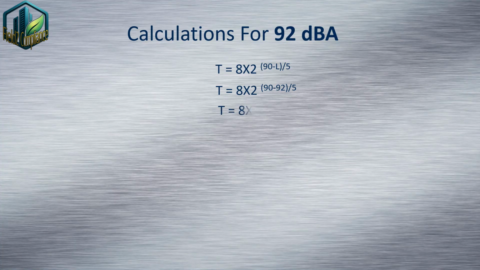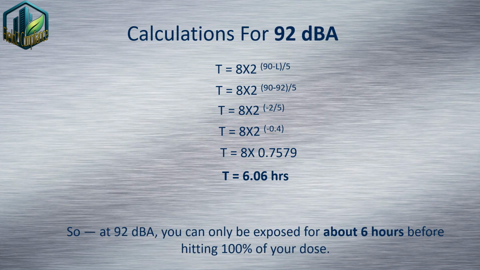When we calculate that, 2 to the negative 0.4 equals about 0.7579. Now multiply 8 hours by that number. 8 times 0.7579 equals 6.06 hours. So, at 92 decibels A, a worker can only be exposed for about 6 hours before reaching a full shift, 100% dose. That 6 hours is the allowable time for this sound level.